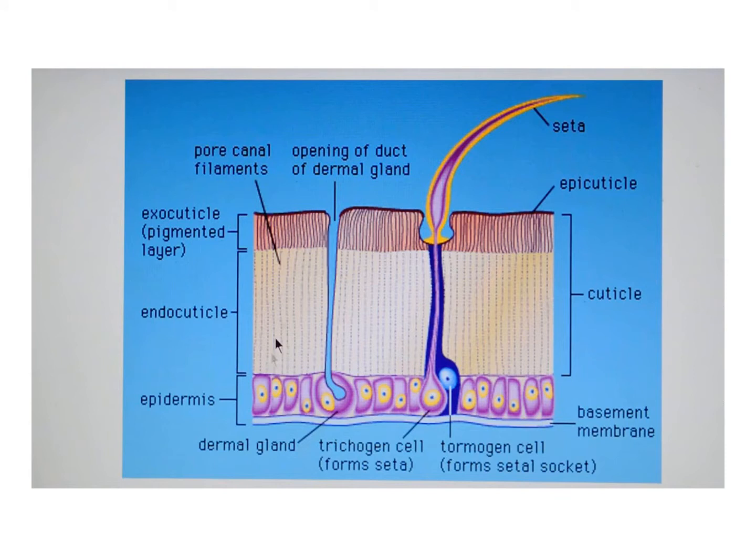So this is the diagram showing the structure of the integument. We can see the epidermis, the endocuticle, the exocuticle and the epicuticle, the three different layers. Then the pore canal, the opening of the duct of the dermal gland, setae, different structures of setae, the tormogen cells, the modification of the epidermis, the trichogen cells, the dermal gland, etc., and also the basement layer on which the epidermis is laid.